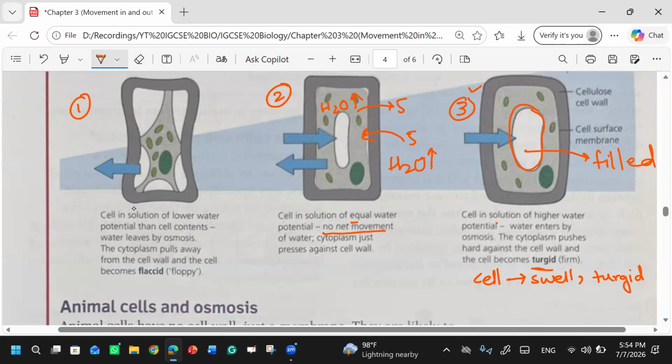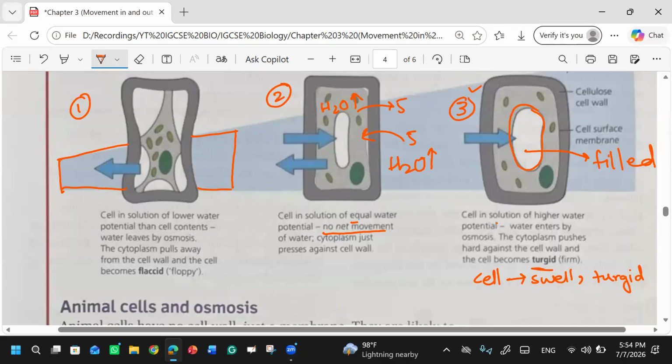Now in the first image, you see what is there? They have mentioned cell is present in the solution of lower water potential. You see this water potential is low, very low water potential. So what will happen when water potential is low? In the surrounding, they are saying water potential is low, then like the water will come inside.